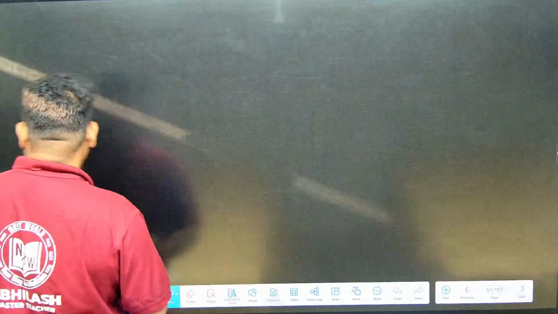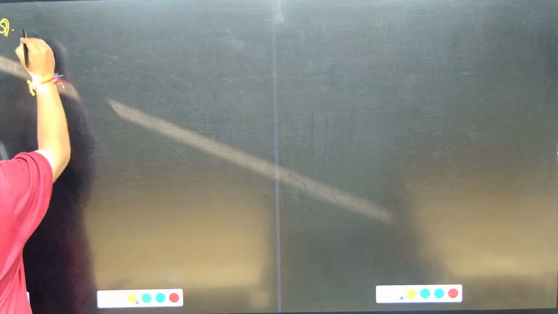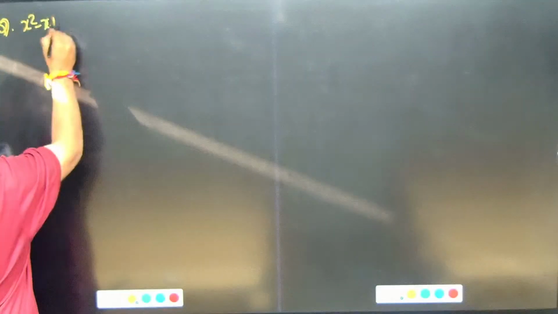See, what is the question that we have? Observe carefully. Resolve the partial fraction, that is x square minus x plus 1 divided by x plus 1 into x minus 1 whole square. We have to resolve this partial fraction. Clear?